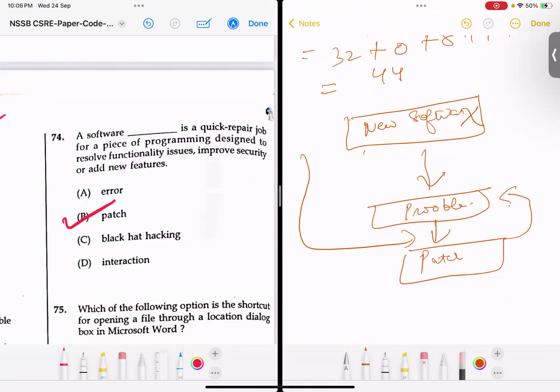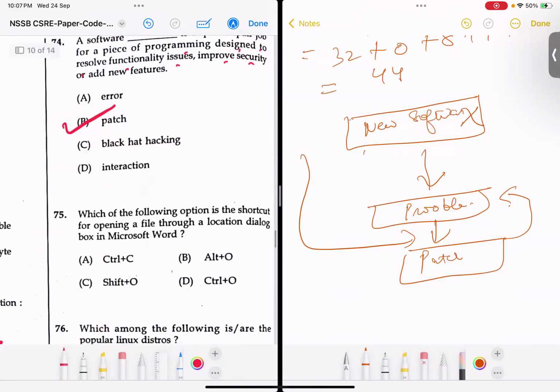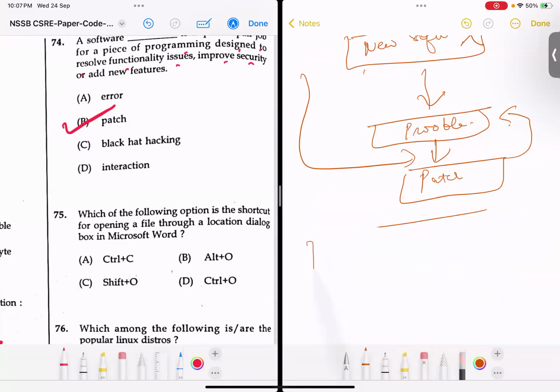A software patch is a quick repair job for a piece of programming designed to resolve functionality issues, improve security, and add new features. Imagine that software is like a cloth, and then there are some holes. Security issue holes are there. So we have to just patch it up. That is known as a software patch.